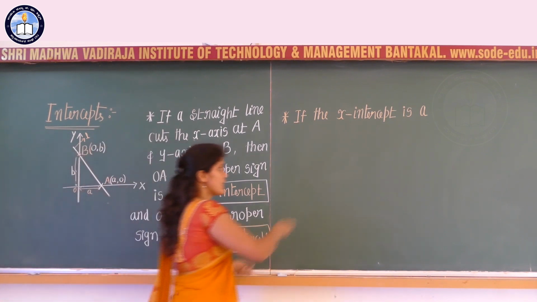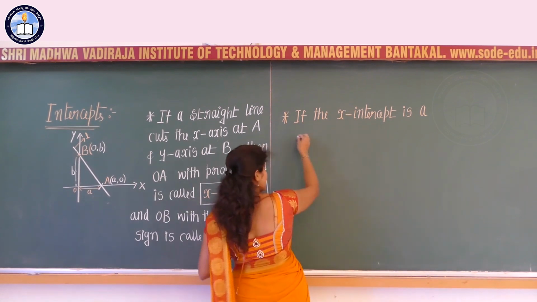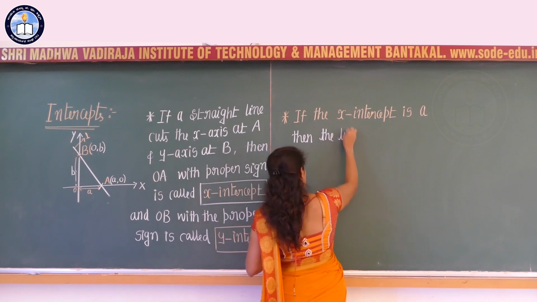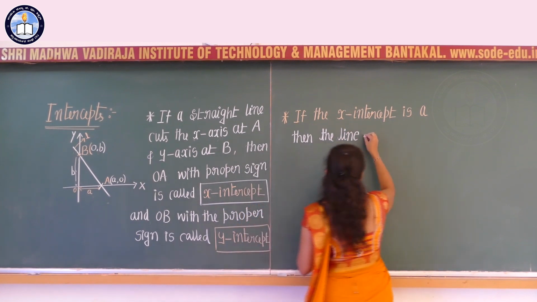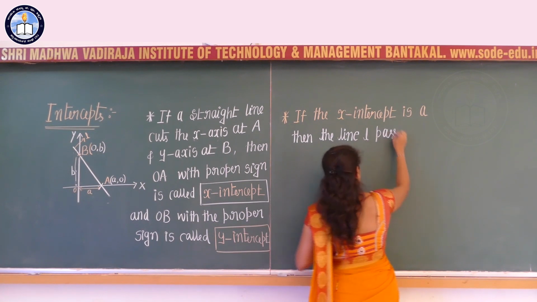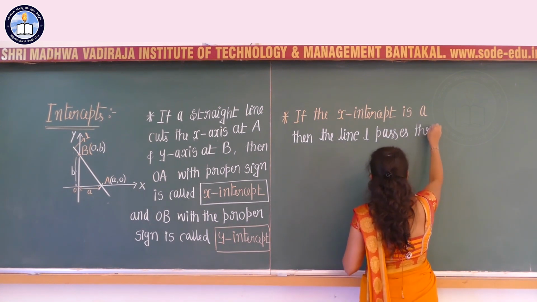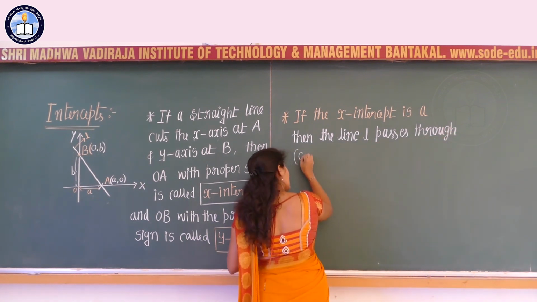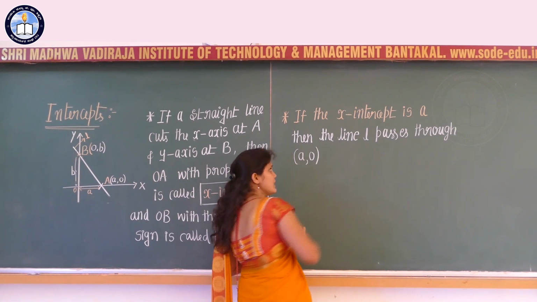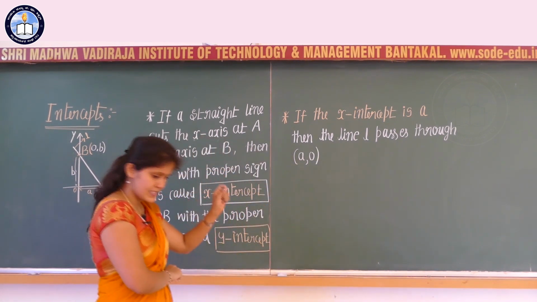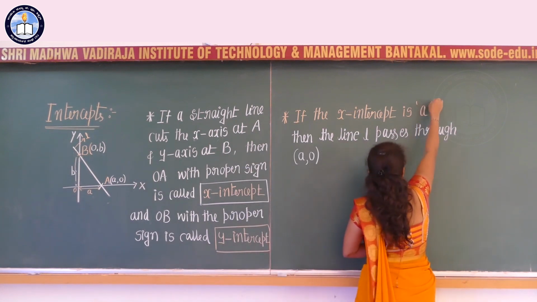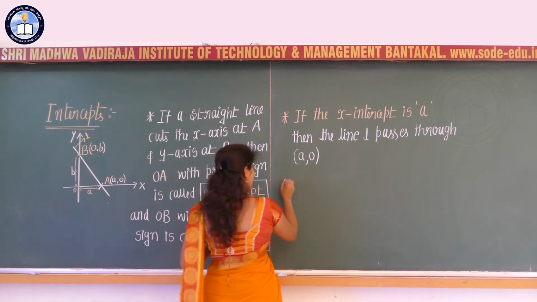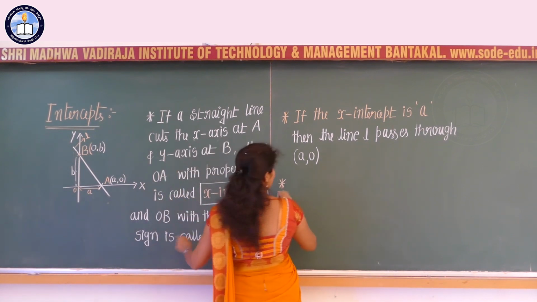b. Clear? So, if the x-intercept is A, then the line L passes through which point? The line L passes through the point A, 0. Let me consider another point with respect to the y-intercept.